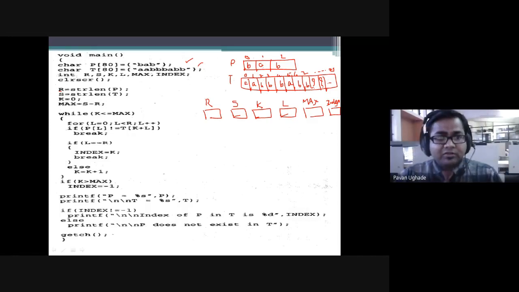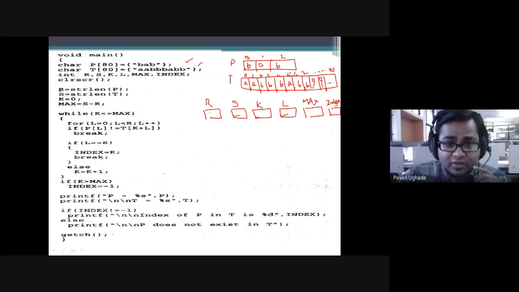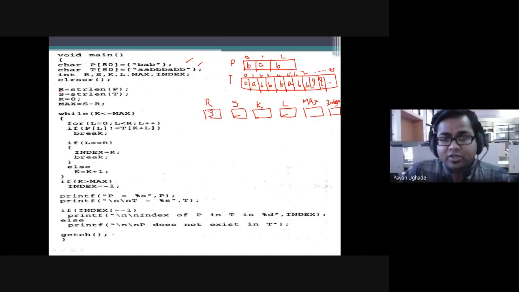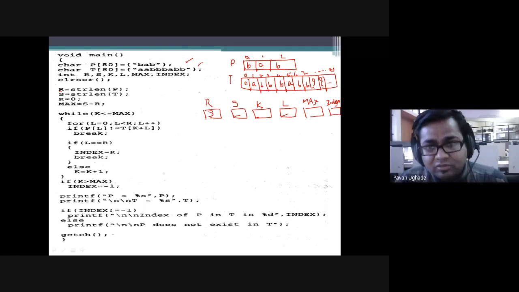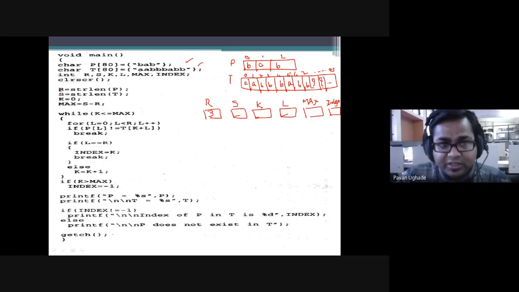Can you tell me what is the value of R? strlen of P, string length of P. R is initialized with the value 3. Yes, it's 3, correct, because the length of P is 3. S is initialized with the strlen of T. Can you tell me this? How many characters are in T? 1, 2, 3, 4, 5, 6, 7, 8. So 8. Okay.